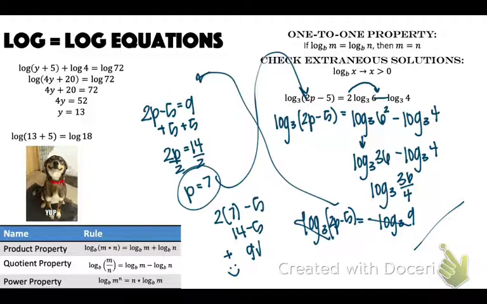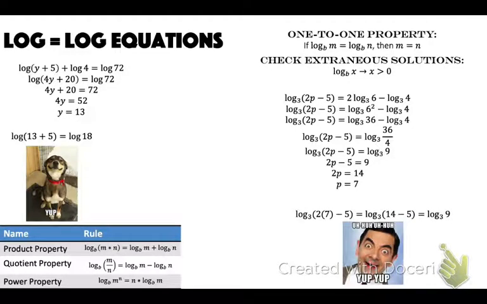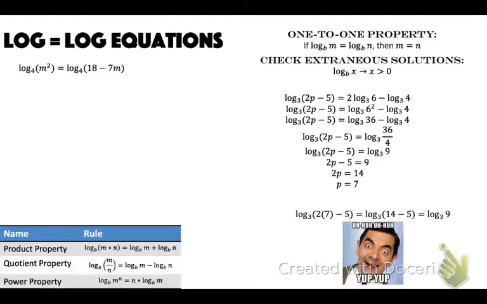Okay. Can click through this. We end up getting the same thing, obviously. Okay, this one. So we have those log base 4s. So they cancel, and I'm left with m squared equals 18 minus 7m.